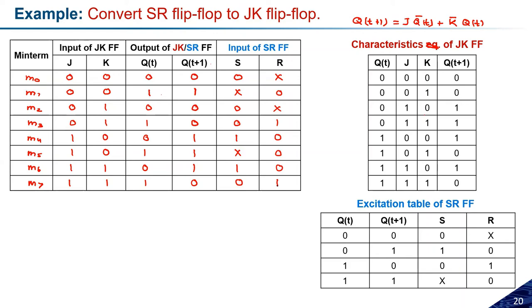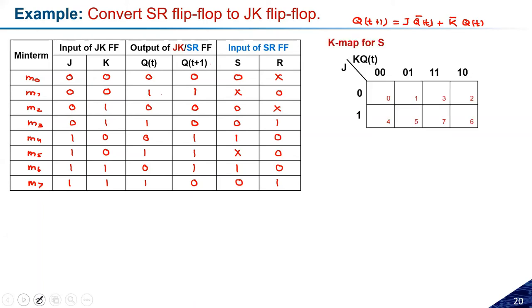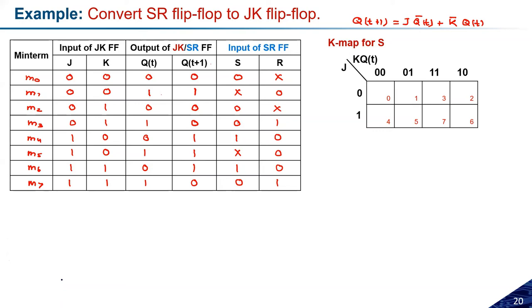Now, because these two things are now fine, we have prepared this table which is needed. The next step is now to find the K map of the S and R flip-flop, what we have here. The next step is to find the K map, or we need to simplify this S and R function. So here we have a K map. Let us try to fill it and try to simplify it.